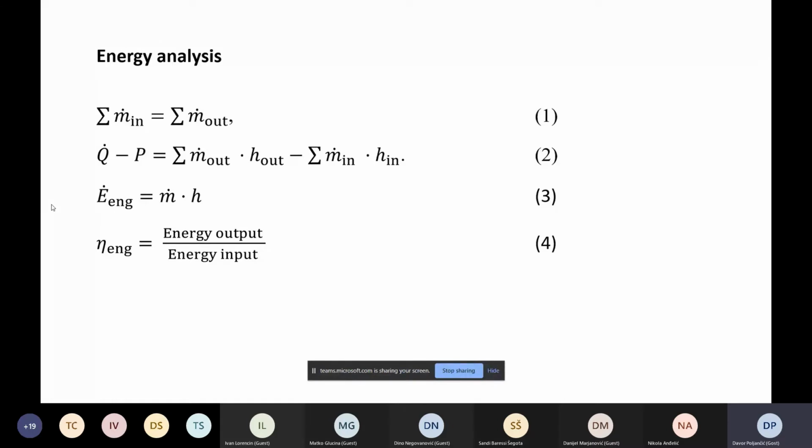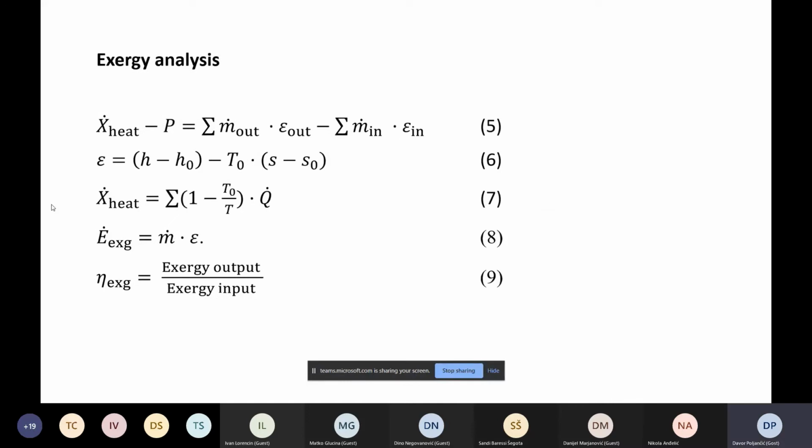The second formula is the energy balance, while the third formula is the energy of any fluid, which is equal to mass flow rate multiplied by specific enthalpy. The fourth formula is the overall formula for energy efficiency. The fifth formula is the exergy balance, while the specific exergy is shown by the sixth formula, where H0, T0, and S0 are specific enthalpy, temperature, and specific entropy of the ambient.